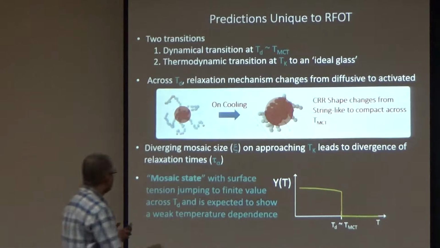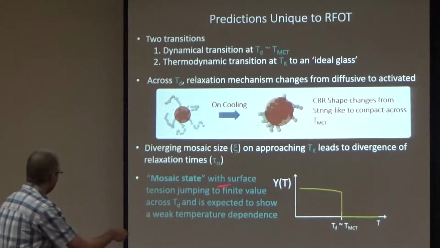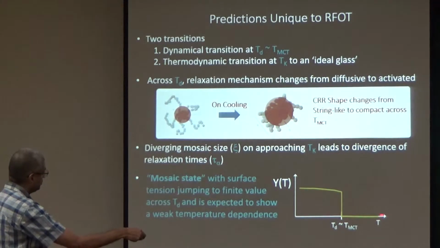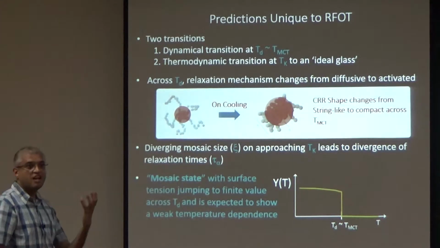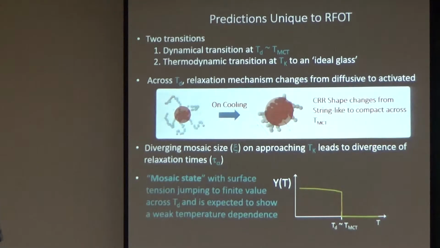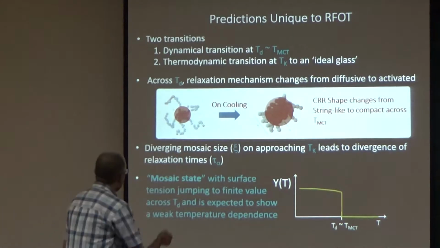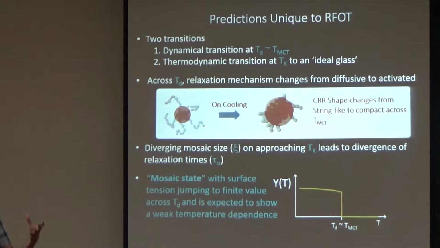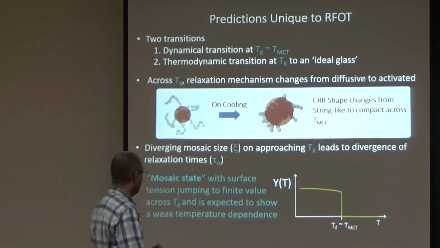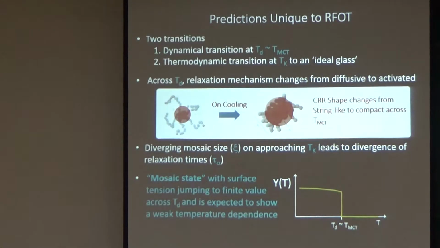And more importantly, what it tells you is that the surface tension, basically if you were to cool the system, is going to jump to a finite value when the mosaics form, and the goal is to see if we can actually measure the mosaic surface tension. And of course, you need to be able to measure a growing mosaic size, a growing static correlation length. What is the driving force for the shape change?